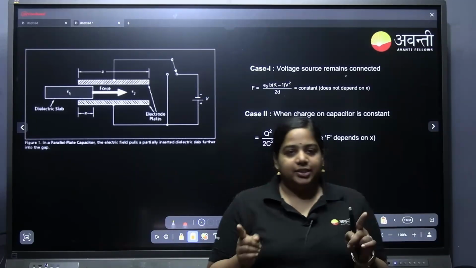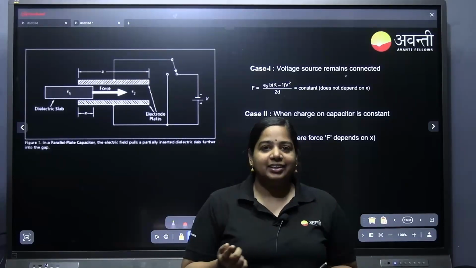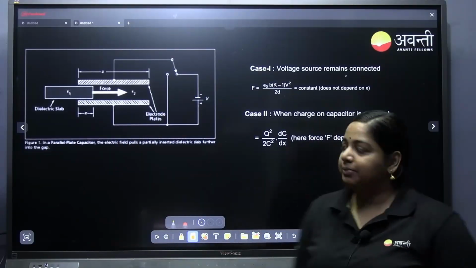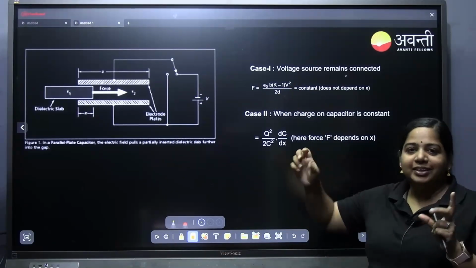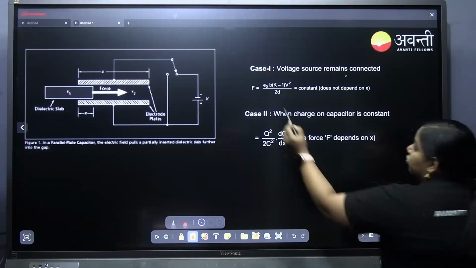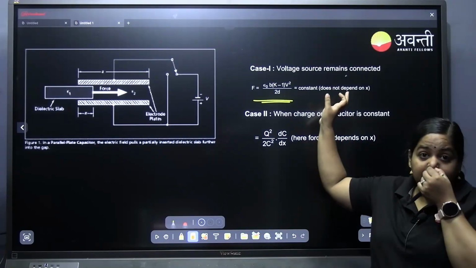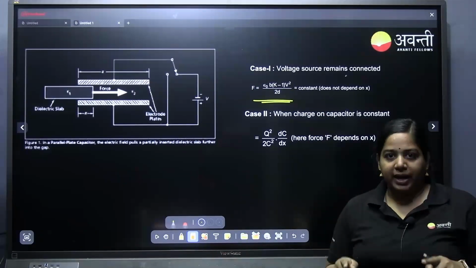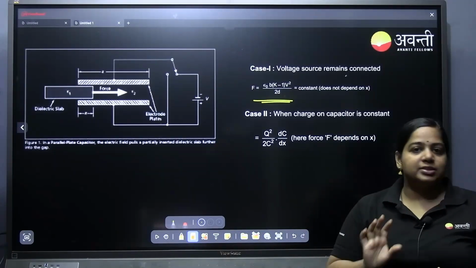So we have an already charged capacitor, and we are inserting a dielectric into it. While inserting, there will be some force acting on the dielectric. What is that force? In that also two cases we can take. One case is the capacitor is still connected to a battery. In that case, while inserting, the force equation will be this. It is a constant value, it does not depend on x. If the capacitor is still connected to the battery, when you insert the dielectric, the force will be a constant value.